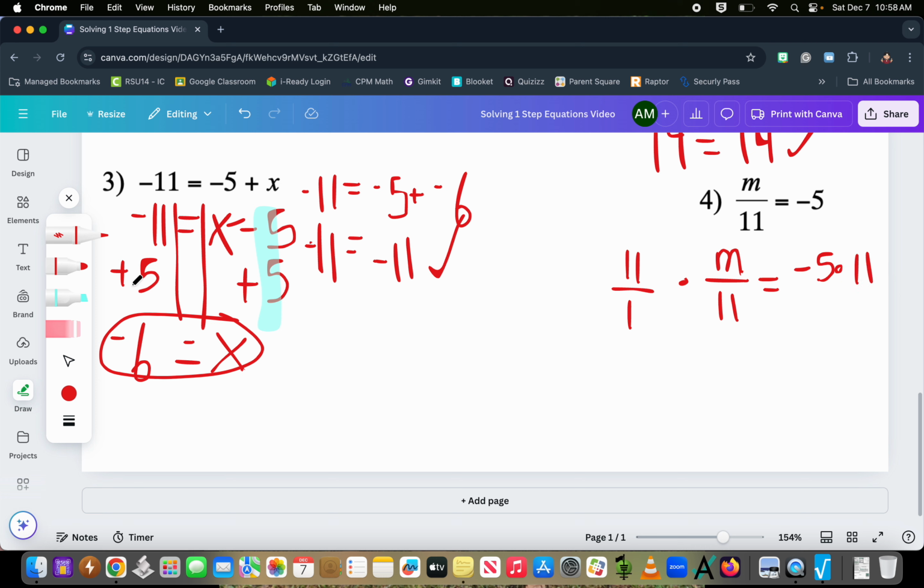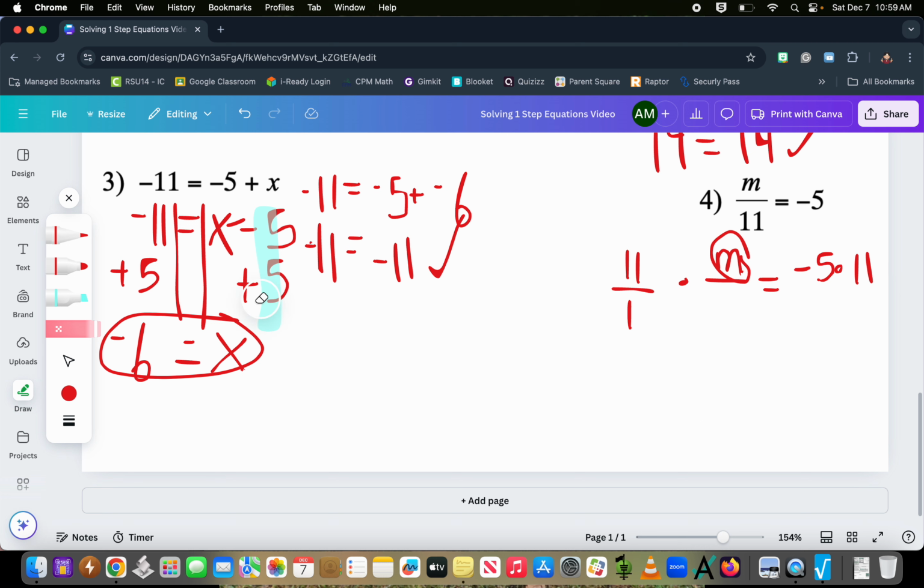What happens on the left side is if I were to combine these, and actually I can combine these, I'll write it down here. So 11 times m is 11m, and 1 times 11 is 11. Well, 11m divided by 11 is just going to equal 1m. So that's how that happens. Basically these combine to make 1m. Okay?